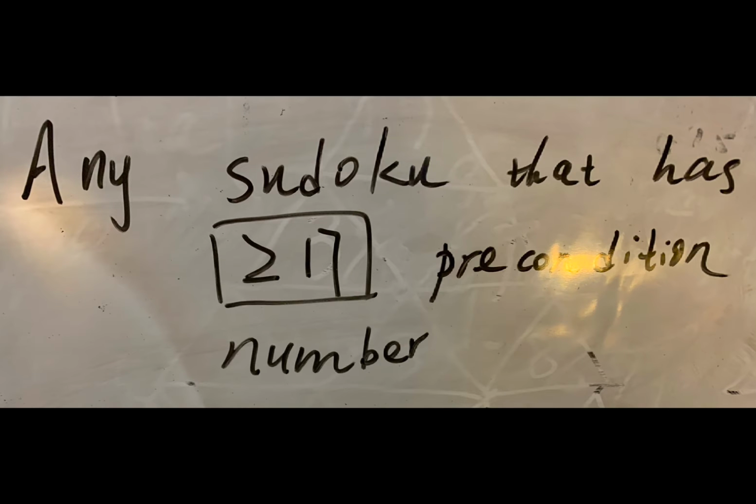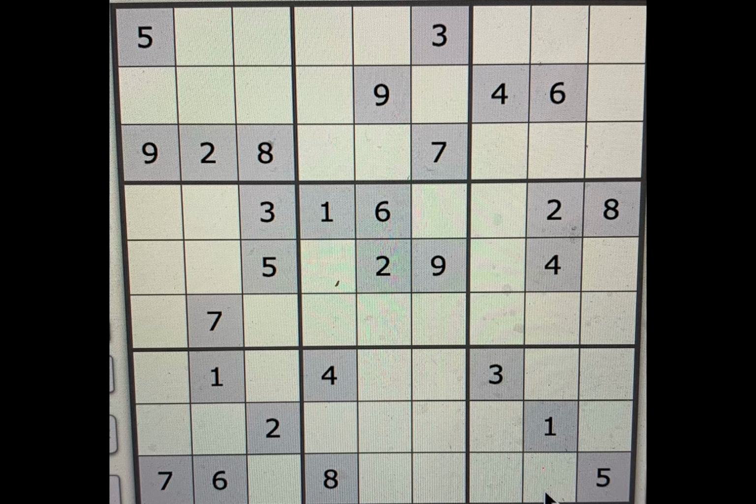What is classical Sudoku and non-classical Sudoku? The classical Sudoku is defined as any Sudoku that has larger or equal to 17 precondition numbers, while a non-classical Sudoku has precondition of less than 17 numbers. In this video, we are mainly focused on blind solving non-classical Sudoku.